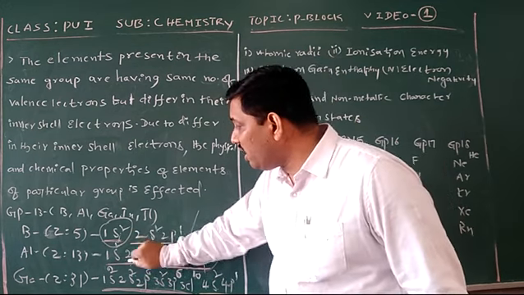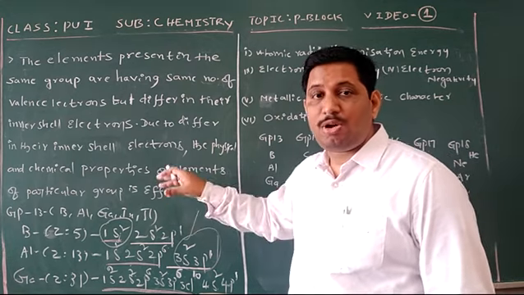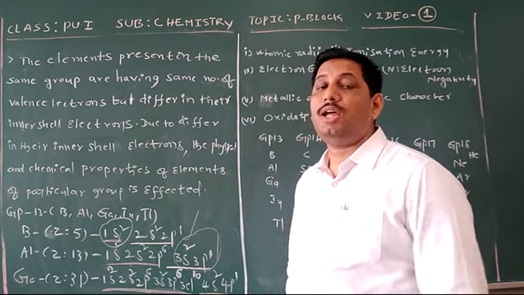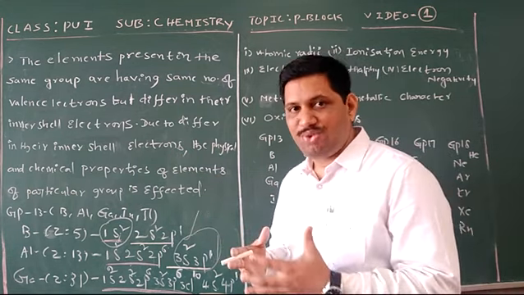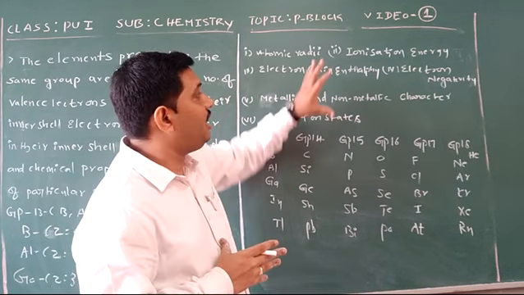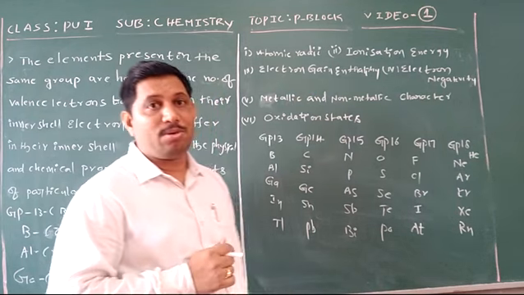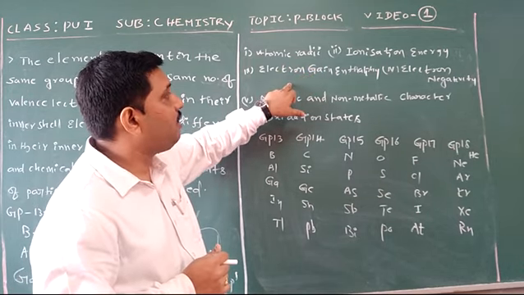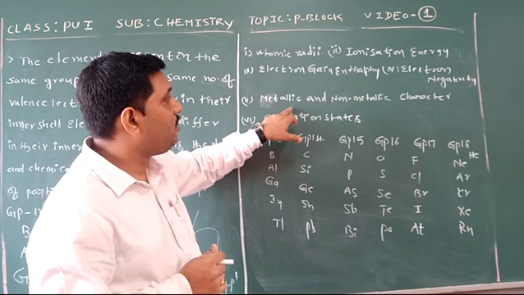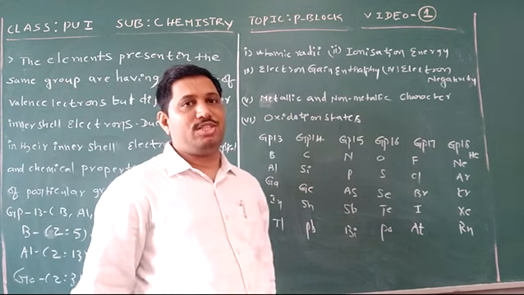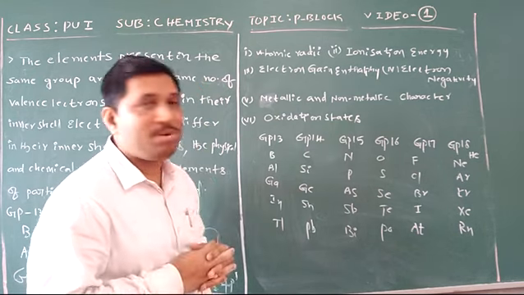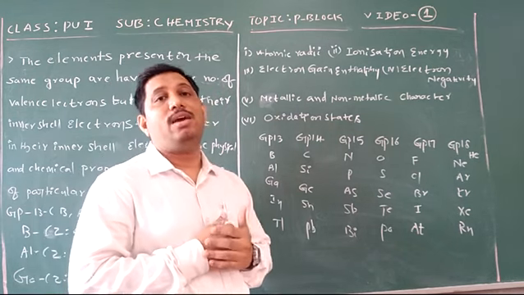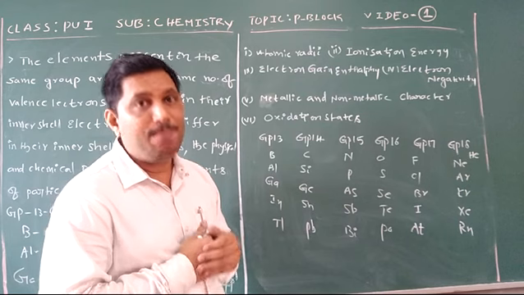Due to the difference in their inner electrons, the physical and chemical properties of elements are affected or modified. The physical and chemical properties which can be affected due to differing inner electrons are atomic radii, ionization energy, electron gain enthalpy, electronegativity, metallic and non-metallic character, and oxidation state. These 6 properties we are discussing, and how they are affected by the presence of inner electrons.